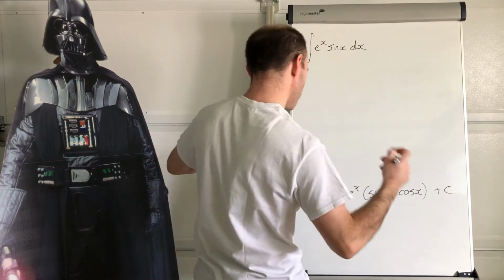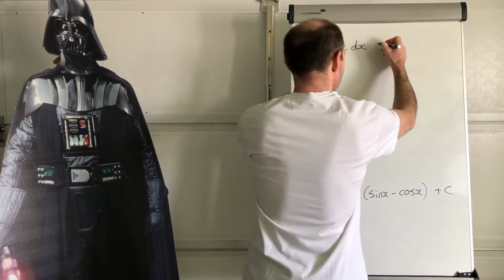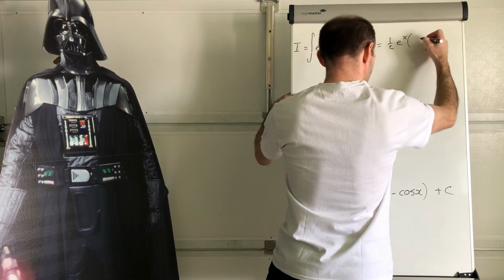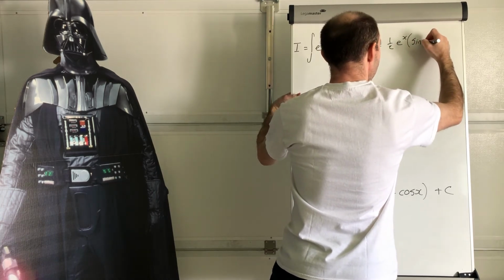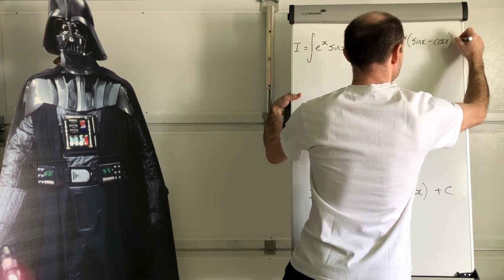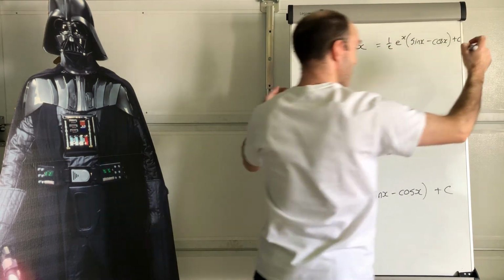Okay, so I'm going to put the answer here, half e to the x sine x minus cos x plus c. Squeeze the c in there, like Batman and Robin.